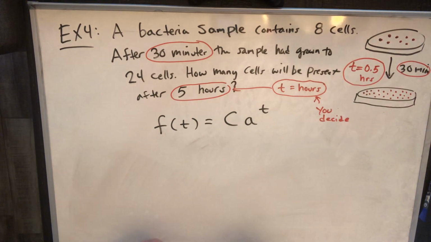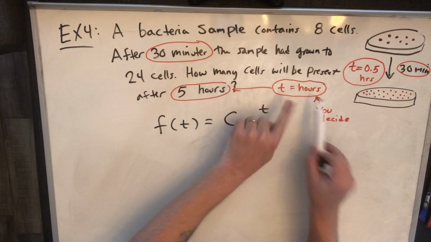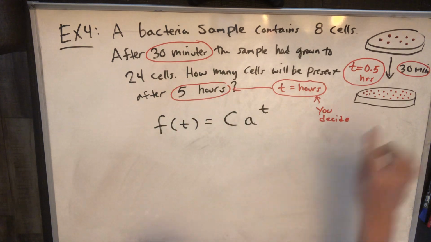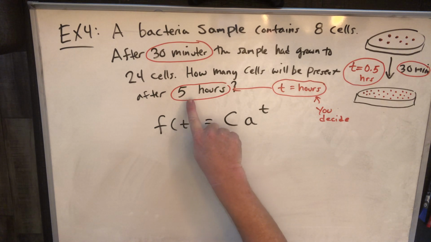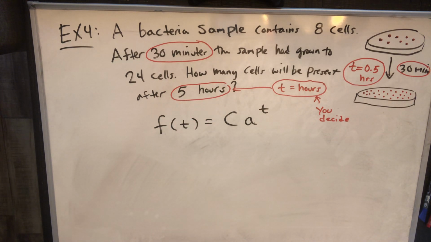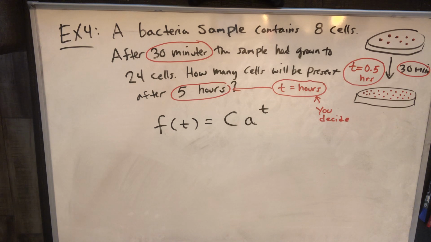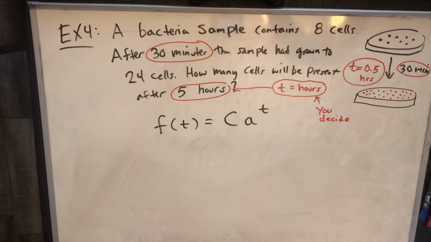You do have another option. You could keep your 30 minutes as 30 minutes and say, okay, let t represent minutes. If you make that choice, you make your bed, you have to lie in it. That's not a bad bed to lie in, but your time would then be minutes, and then 5 hours would have to be 300 minutes. Yeah, 5 hours is 300 minutes. If you want to do that, then you just have larger numbers, like 30 for 30 minutes, and 300 for 5 hours. I'm going the other way. 30 minutes is half an hour, and 5 hours is just 5 hours.